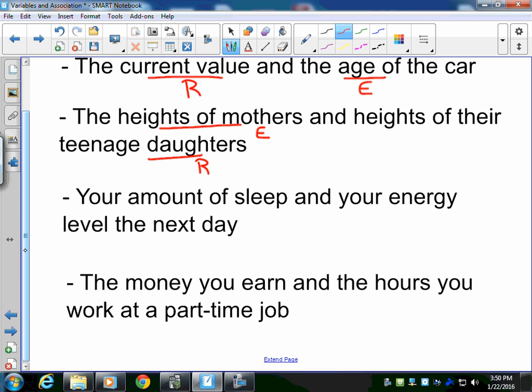Your amount of sleep and your energy level the next day. In most cases, your energy level is going to respond to the amount of sleep for that given situation. And then our last one here at the bottom, the money you earn and the hours you work at a part-time job. The money earned is in response to the hours worked, which is the explanatory variable.